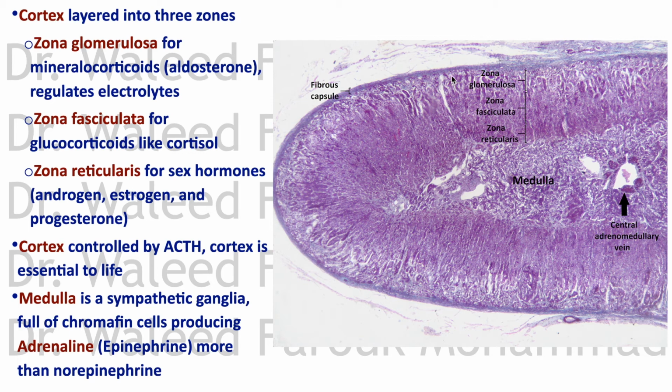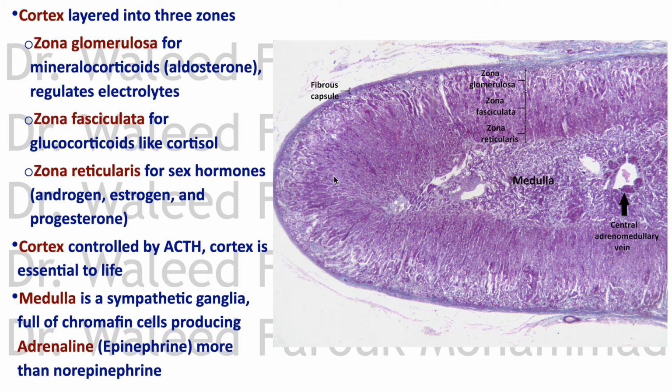The cortex differentiates into three zones or three layers: the zona glomerulosa, the superficial part, zona fasciculata in the middle, and zona reticularis at the deepest part of the cortex. Now, the zona glomerulosa cells secrete the mineralocorticoids like aldosterone for the electrolyte balance of the body. The zona fasciculata cells are responsible for secretion of the glucocorticoids like cortisol, and the zona reticularis for sex hormones like androgen, estrogen, and progesterone.